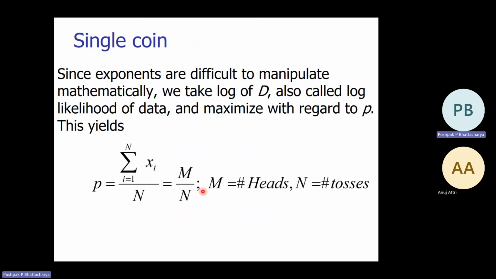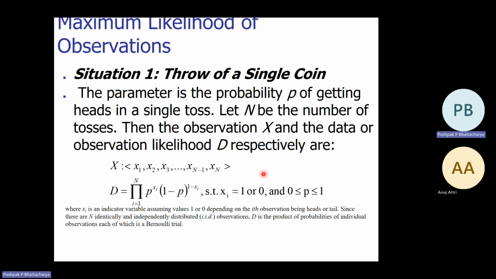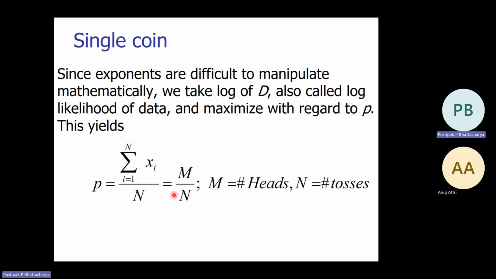So in the case of a single coin, we again have the situation of this likelihood expression. This is the likelihood expression. We take the log and we find that the probability of head comes out to be the sum over i equal to 1 to n of xi divided by n. And the sum over i equal to 1 to n of xi is exactly equal to the count of the number of heads, because xi takes value 1 or 0, 1 for head, 0 for tail. So using the indicator variable also, we have been able to get this expression.